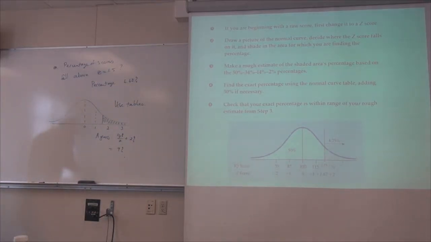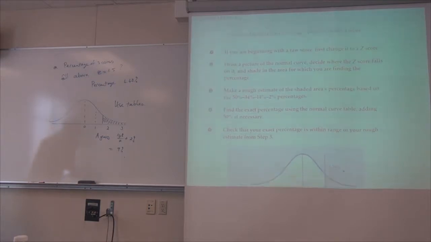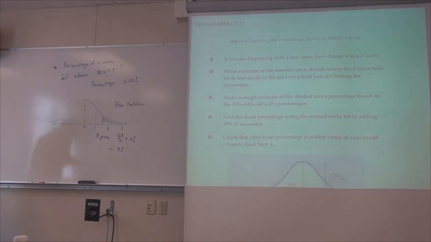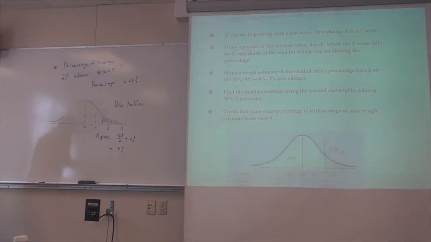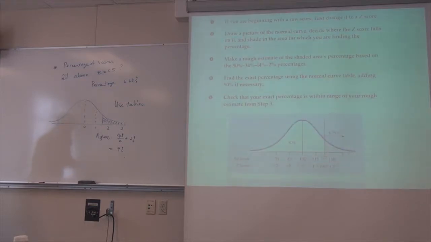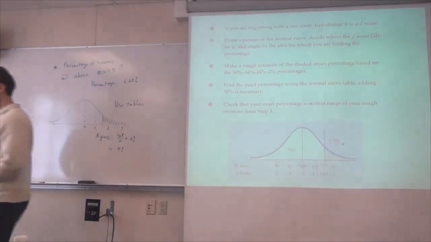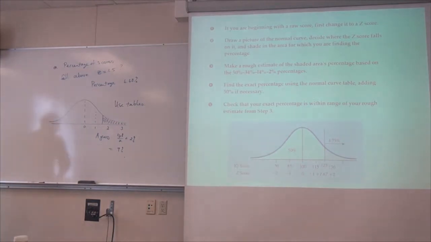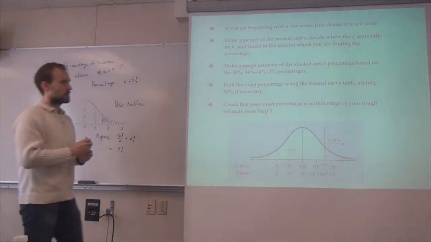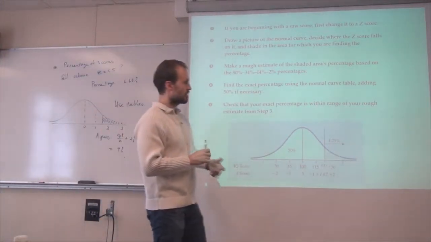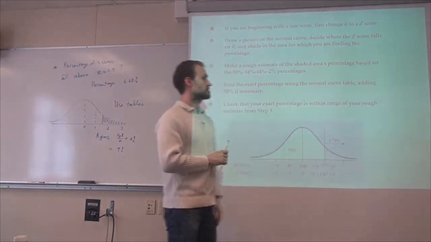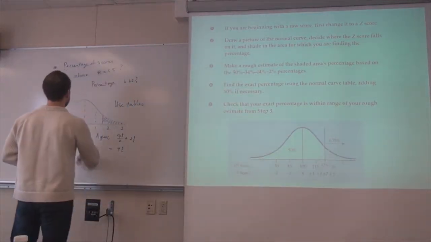So, just check which question this is. What slide is this? 3.7. So, the answer is already on this diagram, but the question is, what is the percentage that fall above a score of 125?